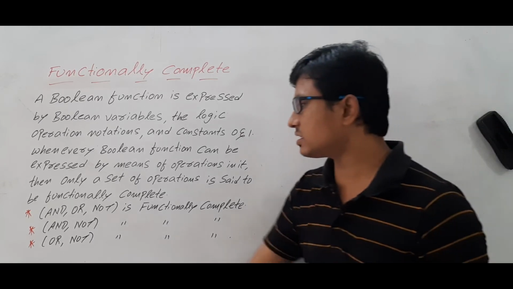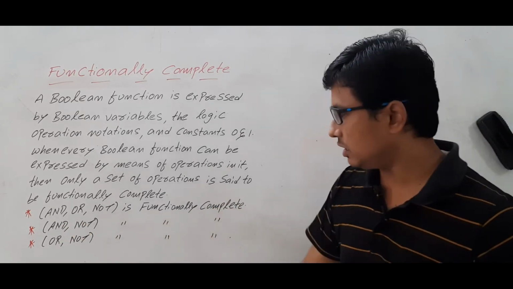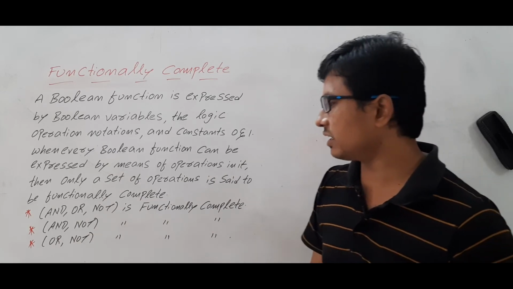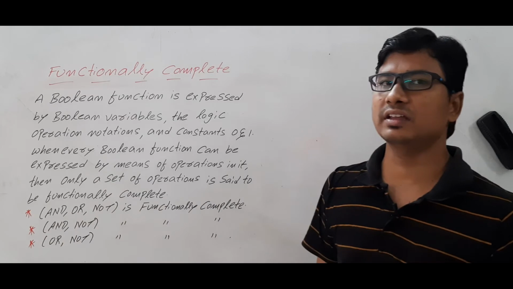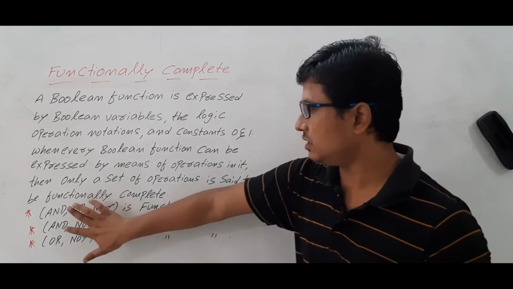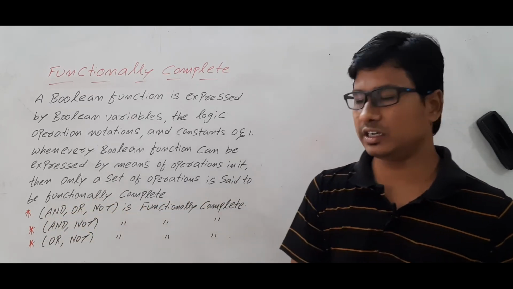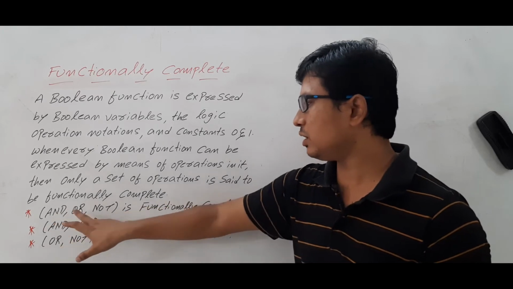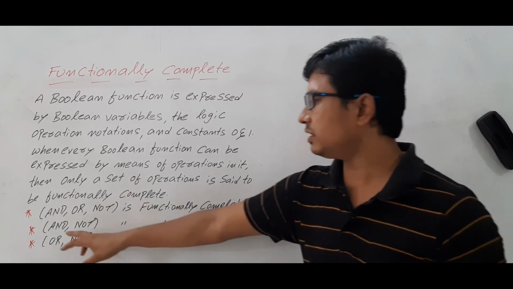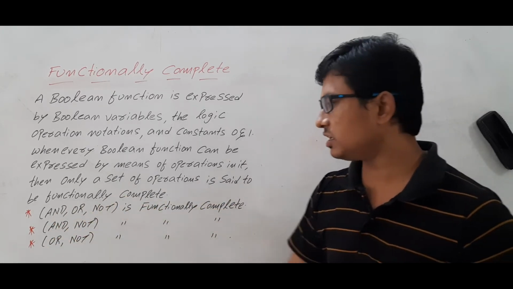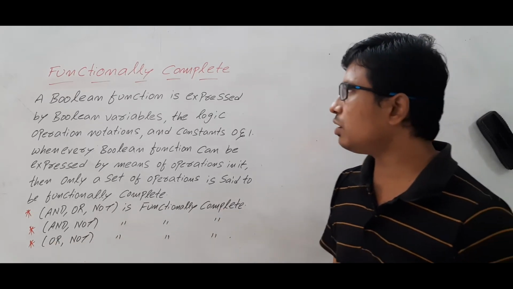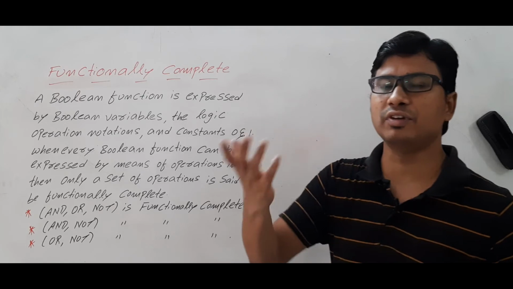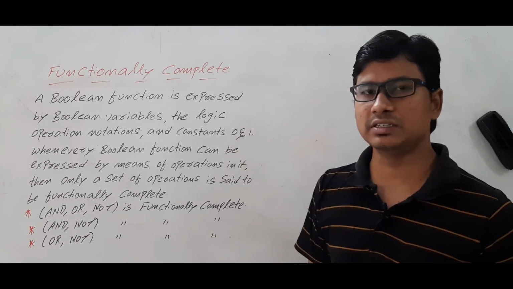So they said AND, NOT is also functionally complete. And even they said OR, NOT is also functionally complete. Why? Using OR and NOT also we can find the AND. So they said that these three sets are functionally complete. One is AND, OR, NOT; AND, NOT is also functionally complete; OR, NOT is also functionally complete.